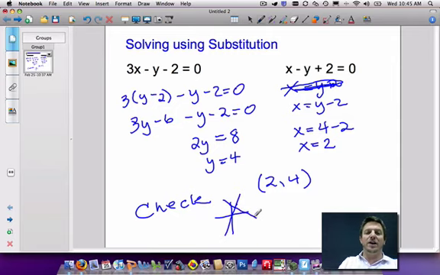So today we've learned how to use substitution to help us solve simultaneous linear equations. Last time we learned about the graphing calculator, and next time we're going to use another method called elimination.